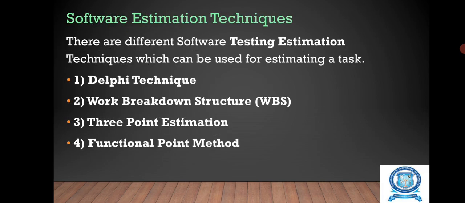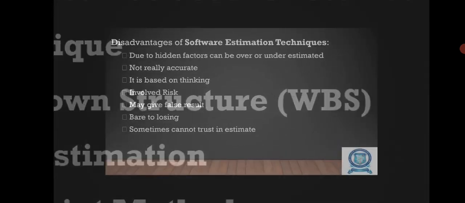The software estimation techniques. There are different software testing estimation techniques that can be used for estimating a task. The first one is the Delphi technique. Next is WBS, that is work breakdown structure, 3-point estimation, and function point method.